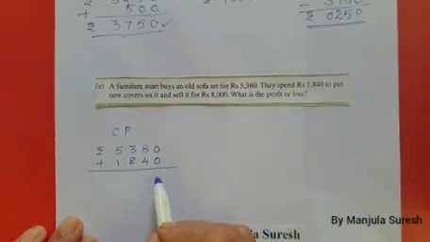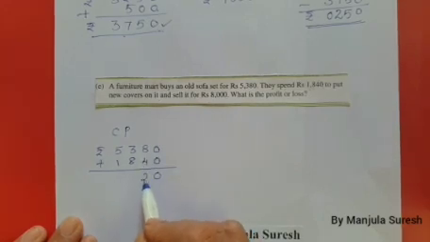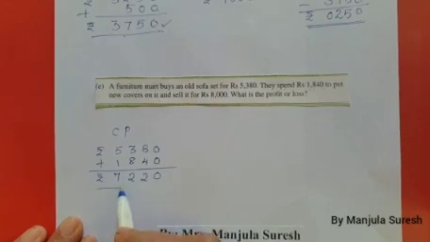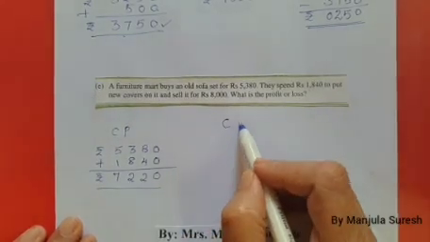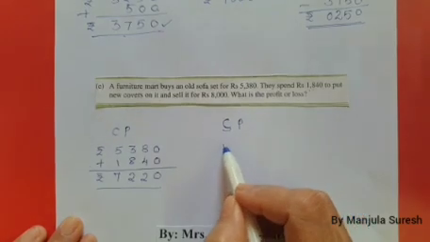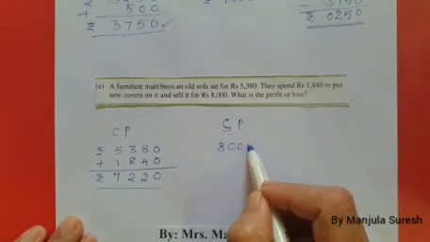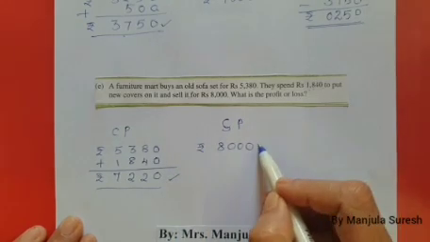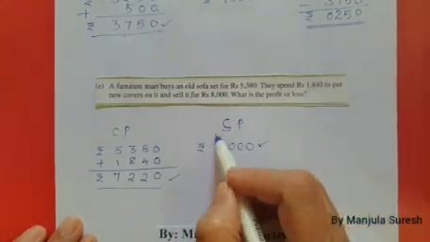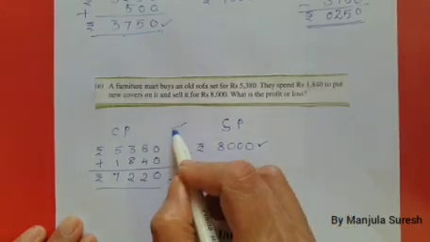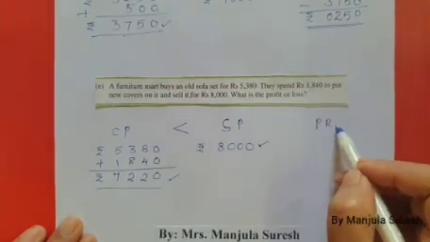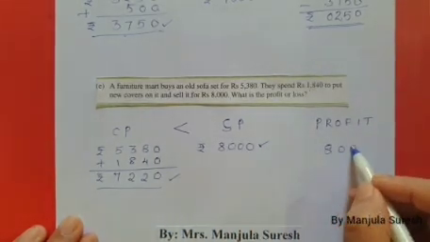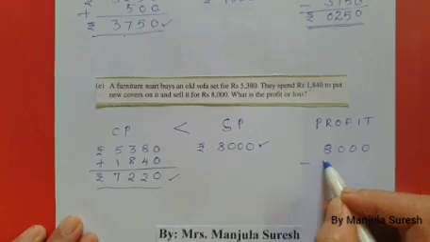So total CP is the final one. 12, carry 1, 7. So this is the final CP. Okay. Now he is selling it for rupees 8,000. See, sell it for rupees 8,000. Now you see, this is the CP and this is the SP. Which is greater? SP is greater. So when SP is greater, he makes profit. How to find it? By finding the difference of SP minus CP.